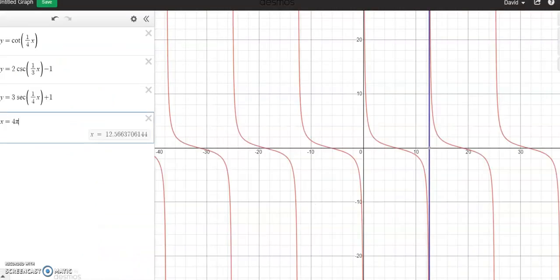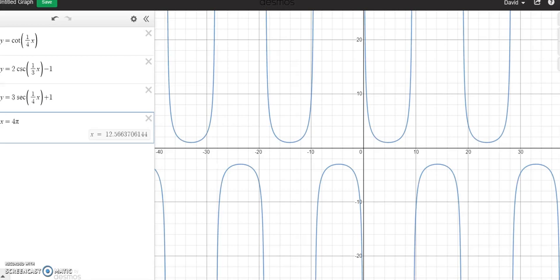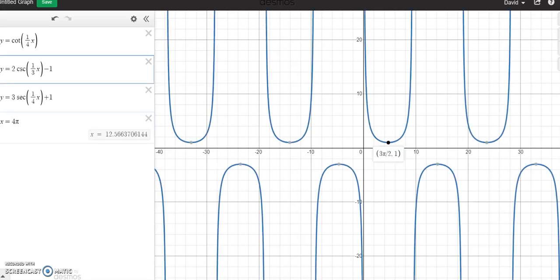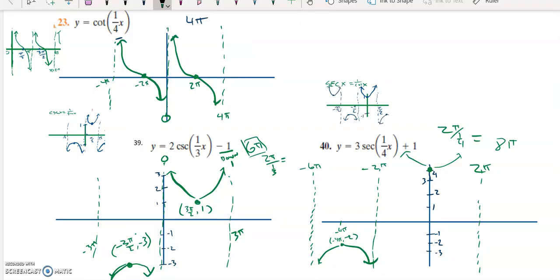Let's go back to Desmos. Okay, let me turn that one off. We'll look at the next one. The next one is 2 secant 1/3 x minus 1. Okay, and we've got our minimum at 3 pi over 2 comma 1. And let's take a look. Whoops, sorry. Let's take a look. Did we? Yep, right there. 3 pi over 2 comma 1. So that one also seems to check.